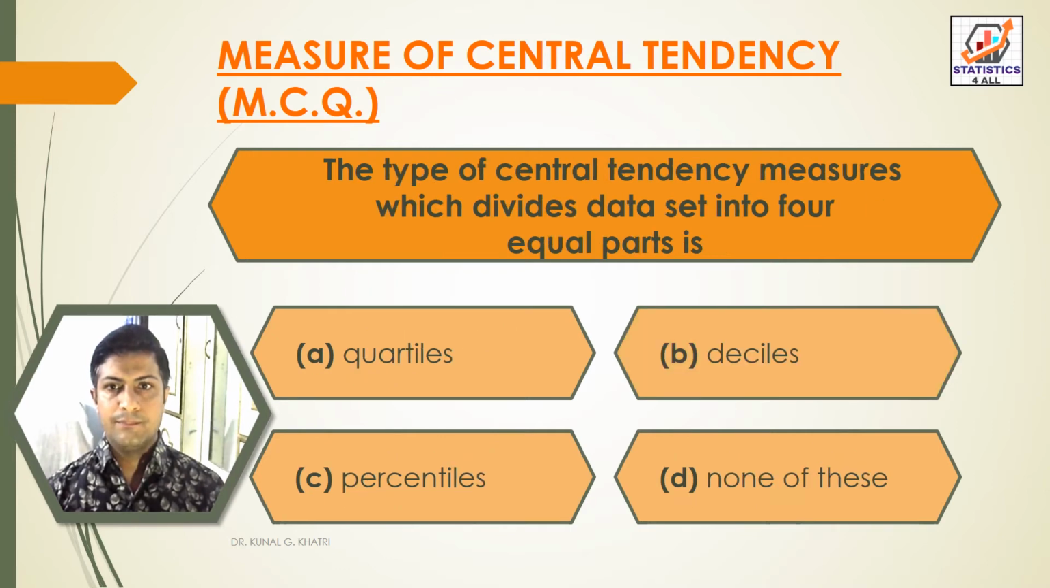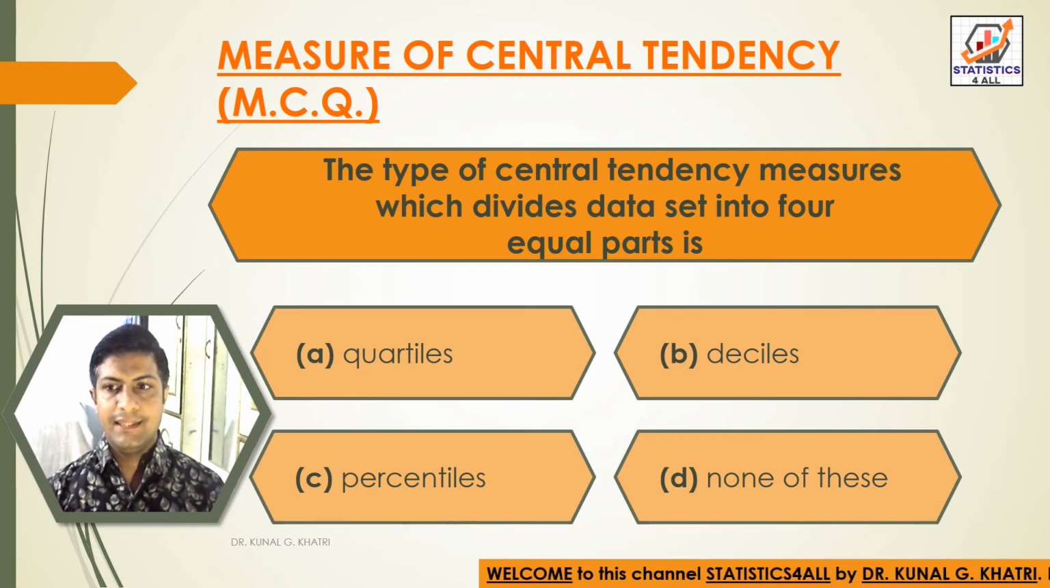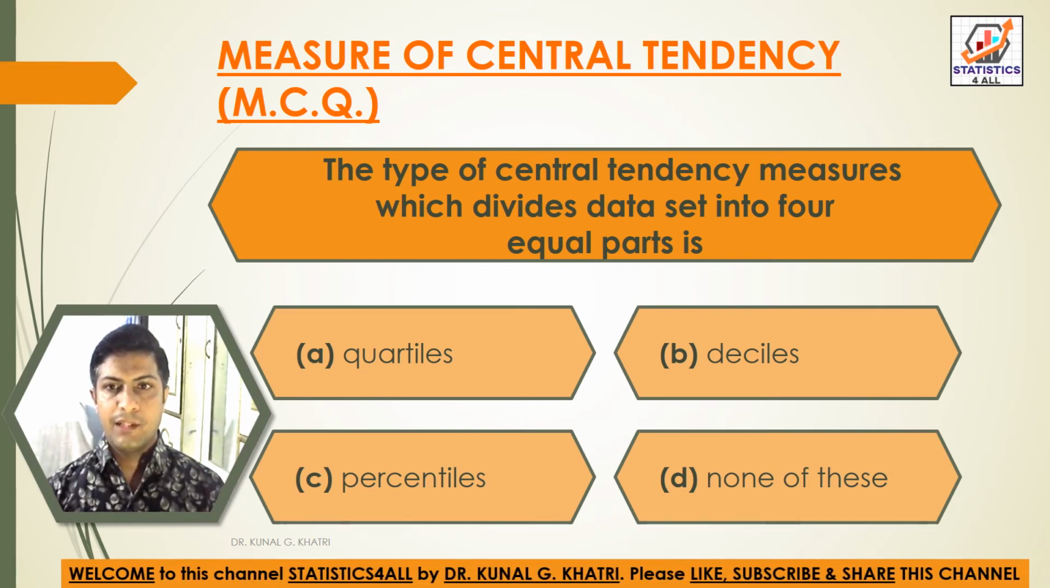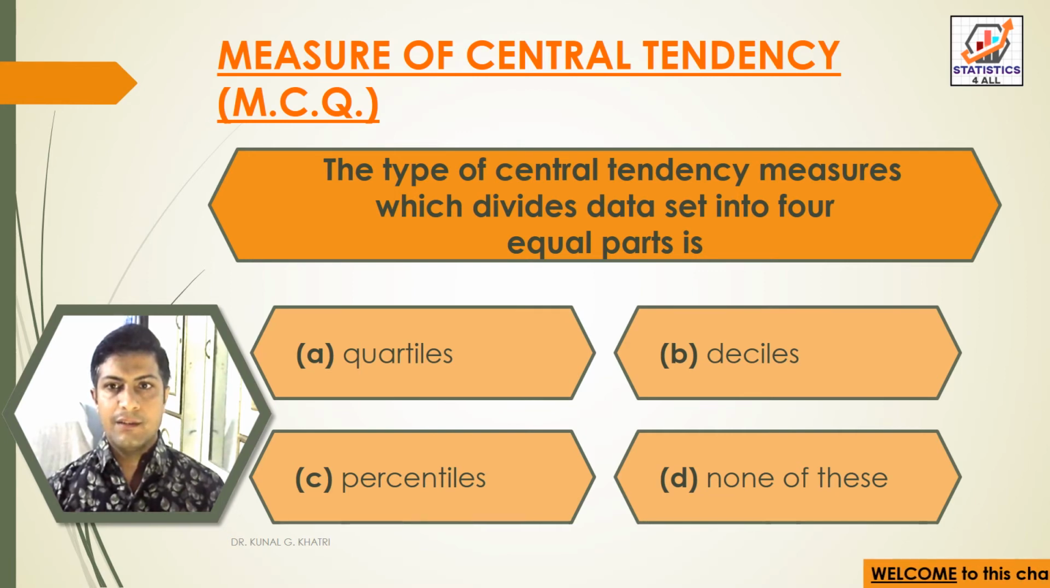Next question, the type of central tendency measure which divides data set into four equal parts is option A, quartiles, option B, deciles, option C, percentiles, option D, none of these. So here we have answer option A, that is quartiles. The type of central tendency measure which divides data set into four equal parts is quartiles.